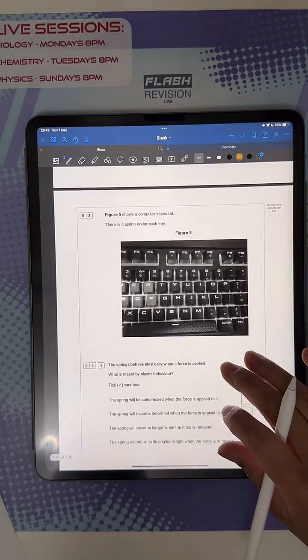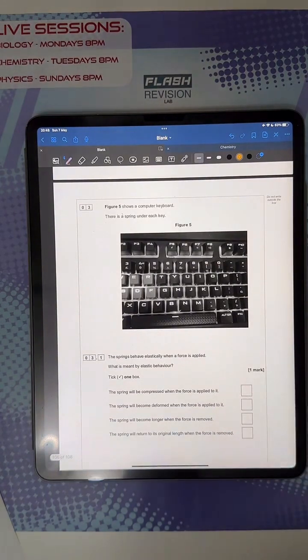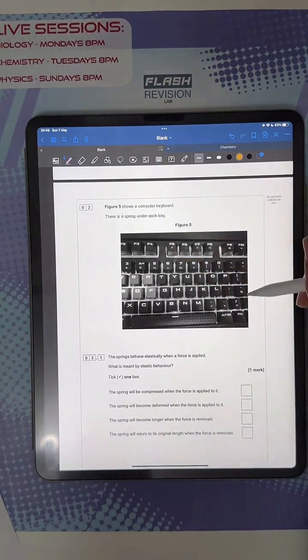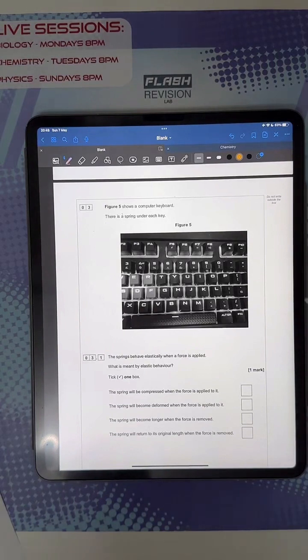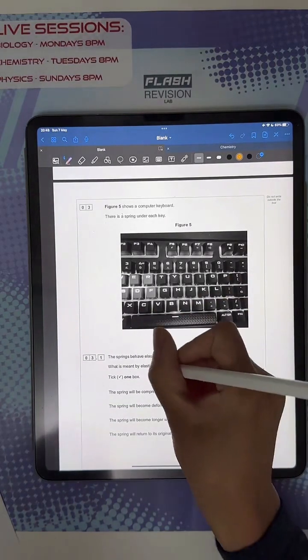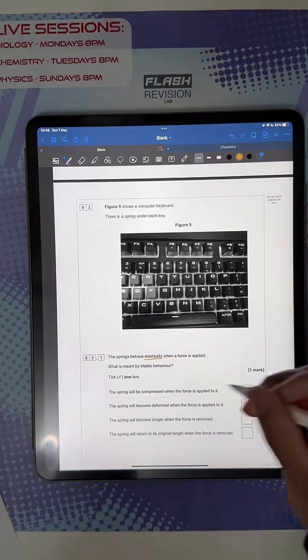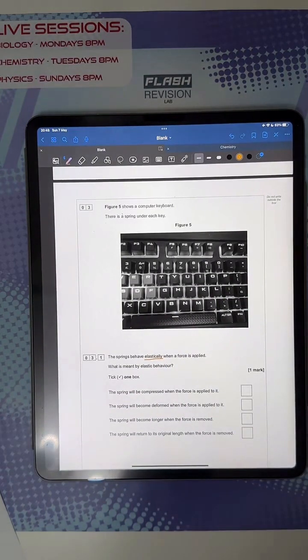Right, next question. This is a question on springs, still part of forces in motion. This is later on. So we got a keyboard here. Underneath the keyboard, there's a spring. So that's why when you press it, it comes back up. The springs behave elastically, so it's elastic deformation. What is meant by elastic? So you can have elastic or inelastic, or you can call it plastic.